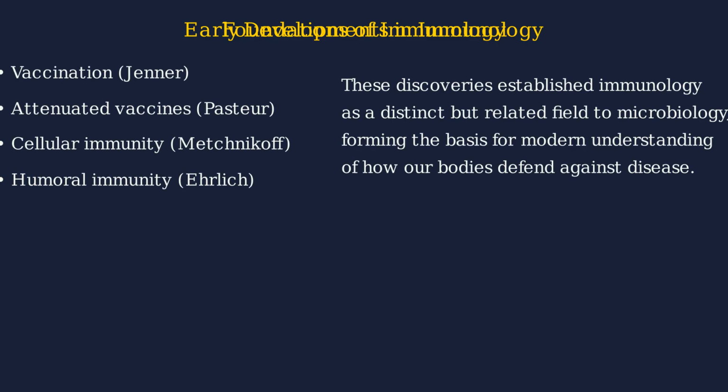These pioneering discoveries, Jenner's vaccination, Pasteur's attenuated vaccines, Metchnikoff's cellular immunity, and Ehrlich's humoral immunity, established immunology as a distinct but related field to microbiology. Their work formed the basis for our modern understanding of how the body defends against disease.